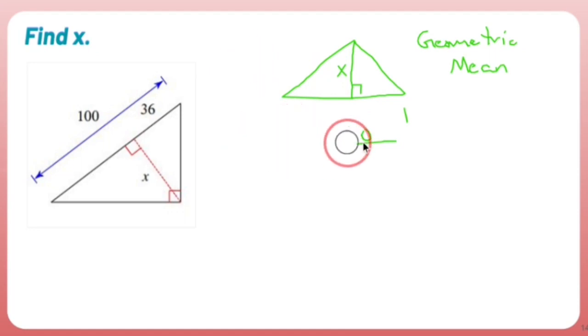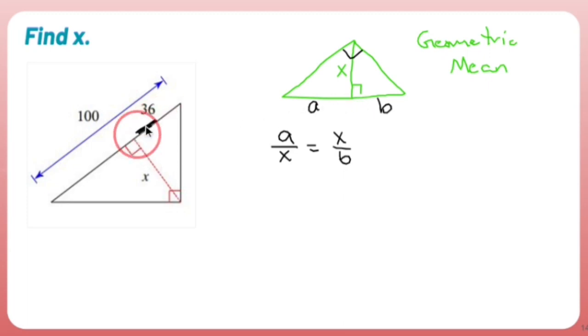Okay, there is a little shortcut using the geometric mean. If you are trying to find the altitude of a right triangle, what you do is you label part of this hypotenuse A and the other part B. The altitude splits it. And you set up a proportion A over X equals X over B. That's the geometric mean. Now, I have something very, very similar.